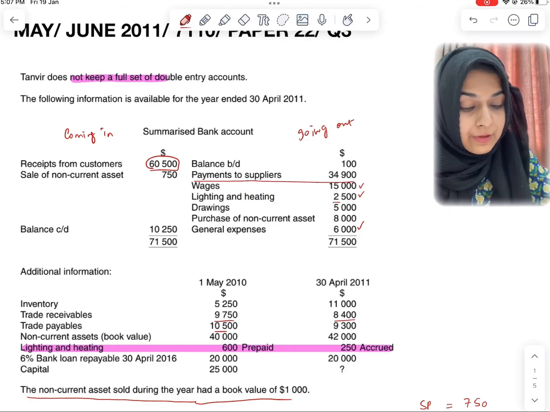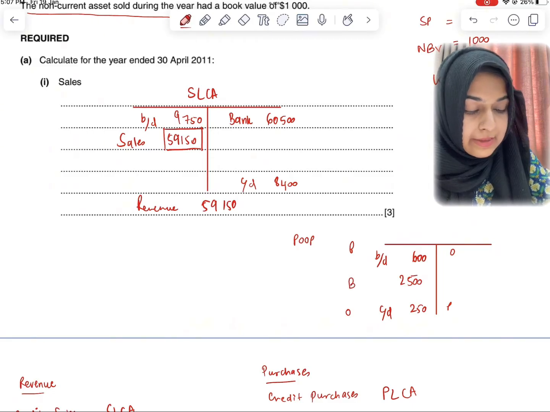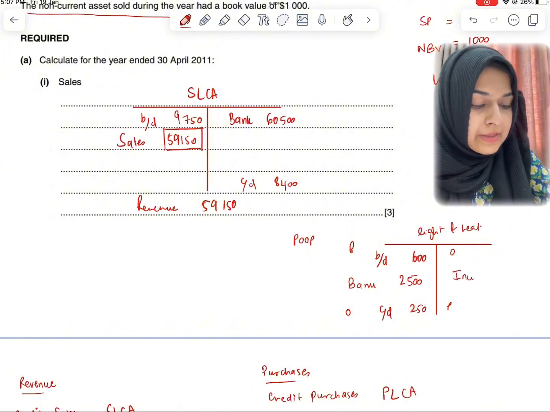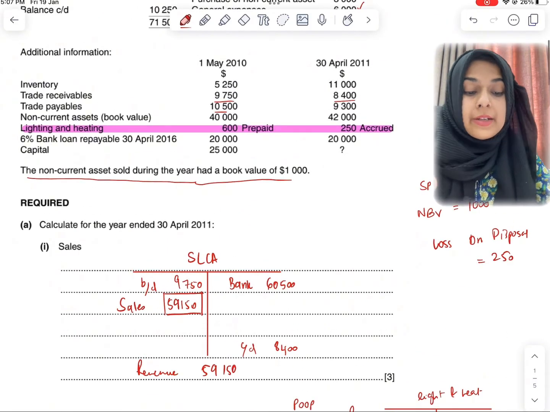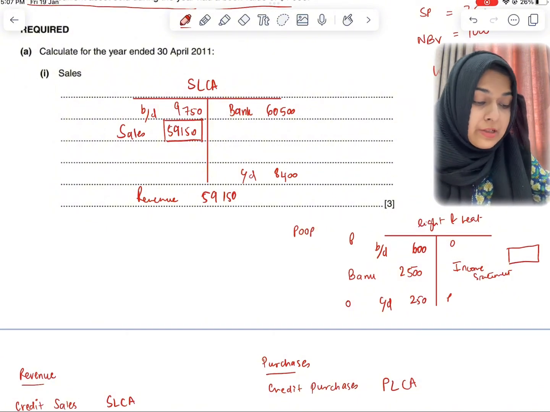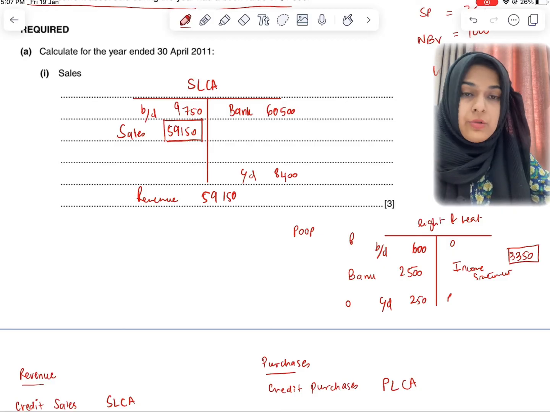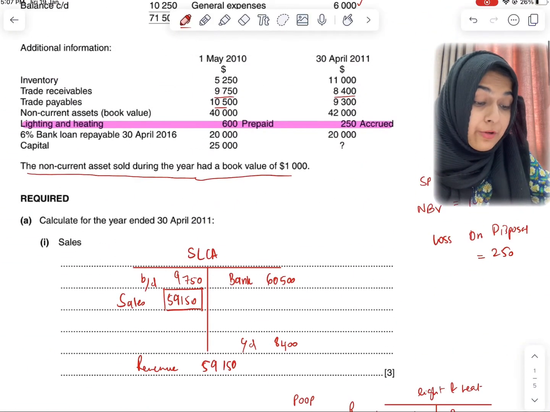During the year, what we paid for lighting and heating was 2,500. So 2,500 you write here on the debit side, and you write here bank. And on the top I write here light and heat. Now the income statement value will come from here, because if you know the format, wherever the bank is, the income statement is on the opposite side. Bank is credited when you are paying for an expense, so the expense account should be debited, and you find out the income statement value here. So 2,500 plus 600 plus 250 should give you 3,350. That is the expense for light and heat.